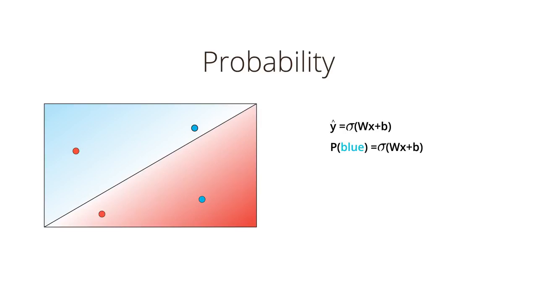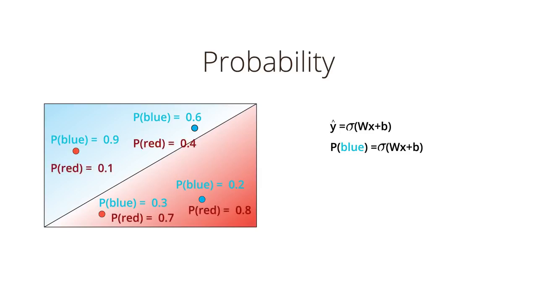So for the points in the figure, let's say the model tells us that the probabilities of being blue are 0.9, 0.6, 0.3, and 0.2. Notice that the points in the blue region are much more likely to be blue, and the points in the red region are much less likely to be blue. Now obviously the probability of being red is 1 minus the probability of being blue. So in this case, the probabilities of the points being red are 0.1, 0.4, 0.7, and 0.8.